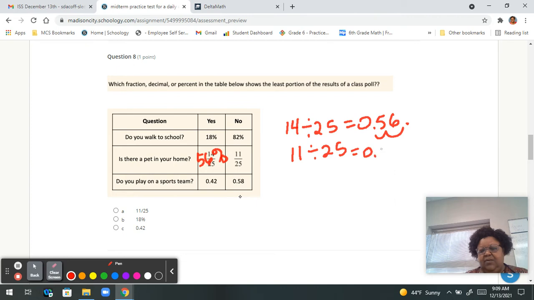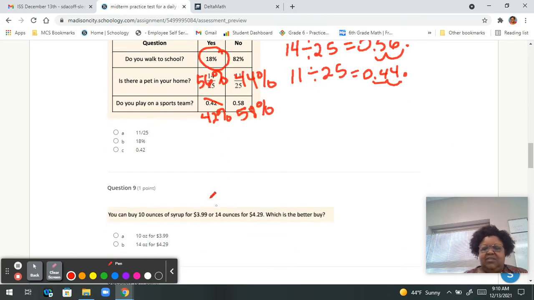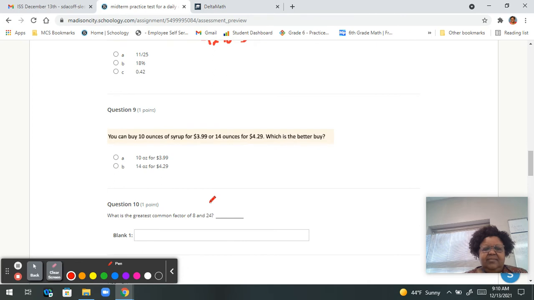And this one is 0.44. We know we move our decimal over twice. This one becomes 44%. This one we just have to move the decimal. That's 42%. Move the decimal over twice. 58%. If I went through that too fast, go to your wheel, okay? Because I'm trying not to make this video too long. So which one shows the least portion? So the smallest one is right there. So we're just looking for the smallest number. But the only way we can compare it is to make them all the same thing. Like I said, you could have made them all decimals. That's fine. It's just percents are just easier for me to see. So that would be the answer right there. That one right there, 18%.